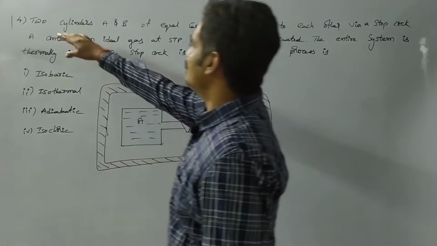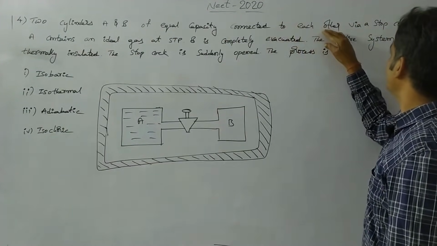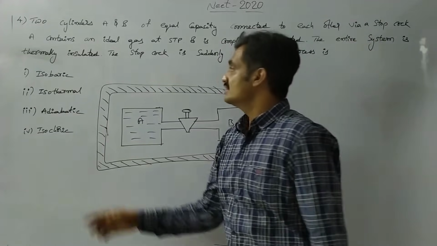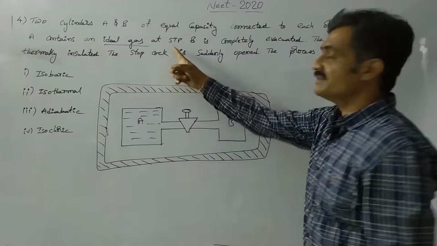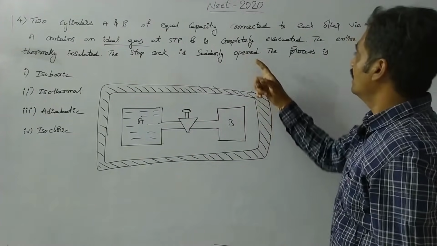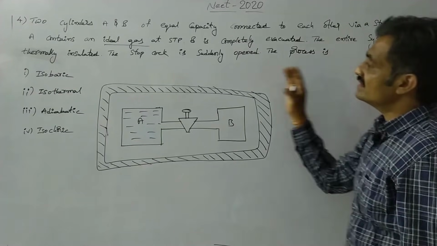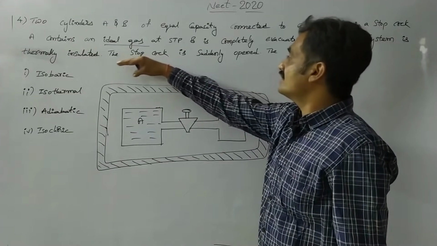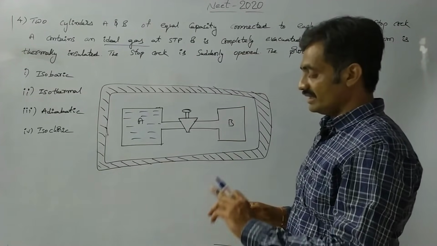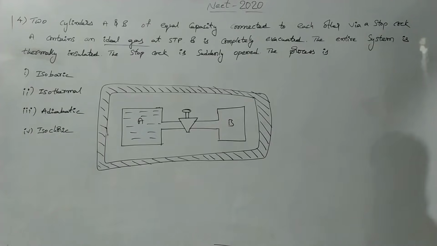The next question is: two cylinders A and B of equal capacity are connected to each other via a stopcock. A contains an ideal gas at STP, standard temperature and pressure, and B is completely evacuated. The entire system is thermally insulated. Now we have to represent the process if the stopcock is suddenly opened.